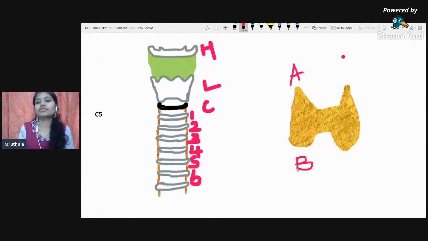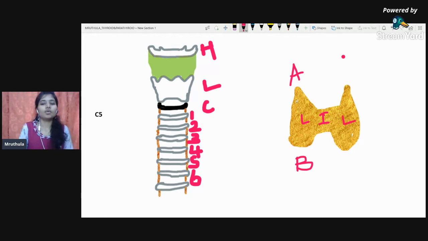First of all, the thyroid gland has two important regions. One is two lateral lobes on the lateral aspect, and the one which connects the two lateral lobes is called the isthmus of thyroid gland. So this is our isthmus. The lateral lobes are having the apex and the base, and the isthmus in the middle.